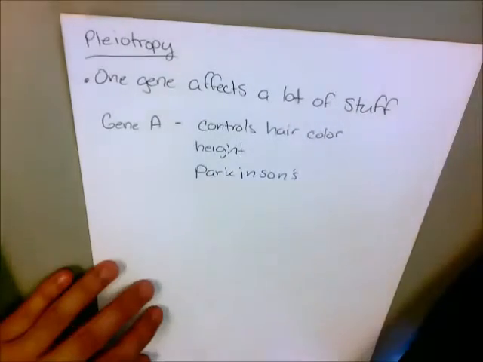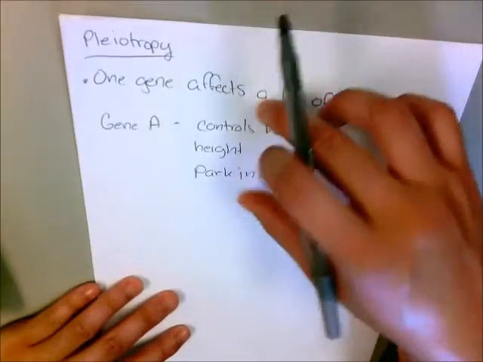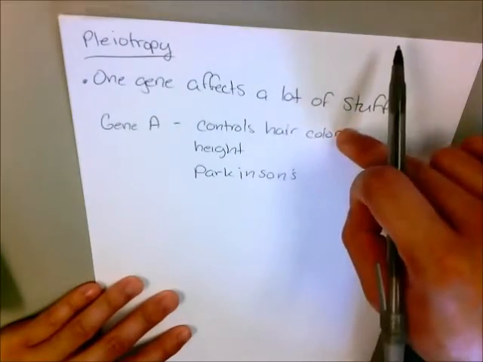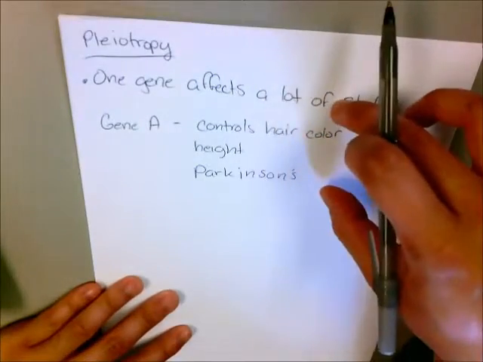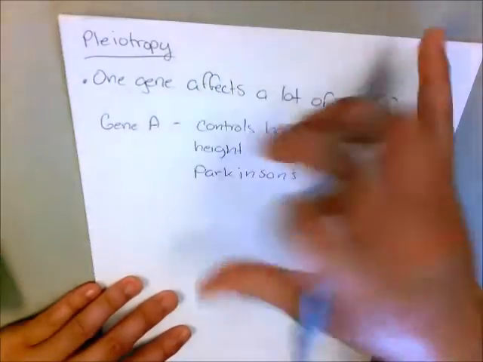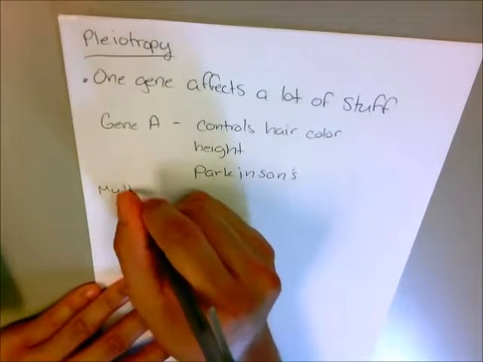So the difference between pleiotropy and multiple alleles is that in pleiotropy, one gene is going to affect a lot of different things. In multiple alleles, a lot of different genes will affect one thing. They're exact opposites. So actually, let me include this on this page. So this is multiple alleles.